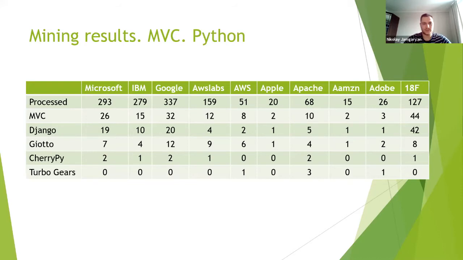Moreover, you can see that on the previous slide, Spring was the most frequent framework by which the usage of MVC was identified. And here you can see that the prevalent framework is Django.